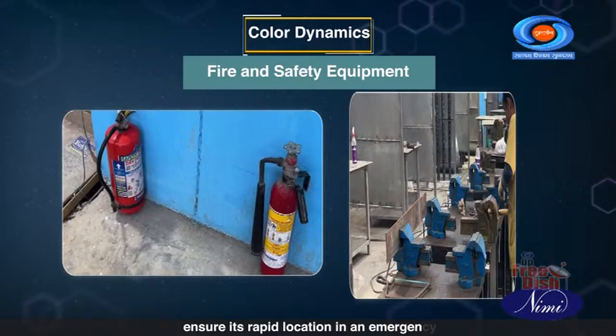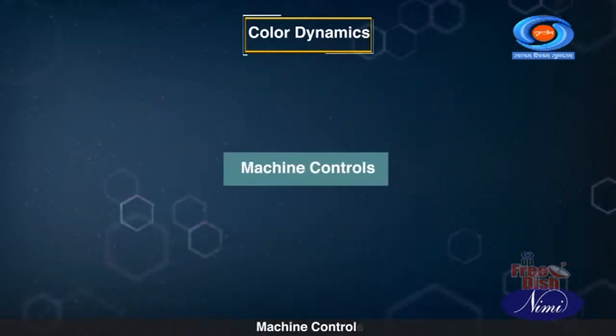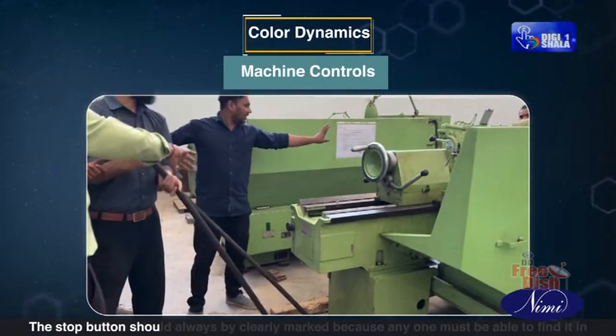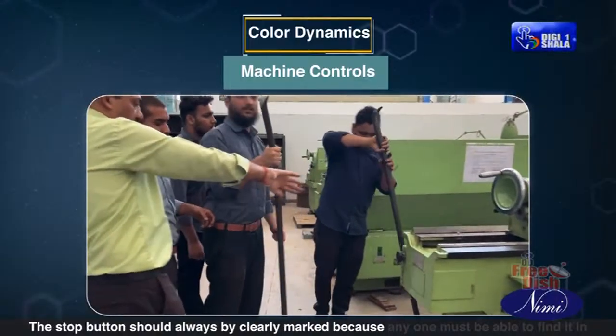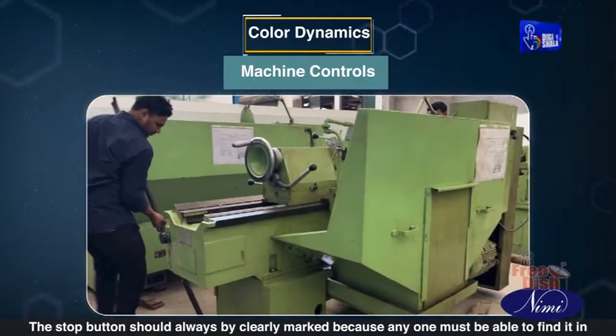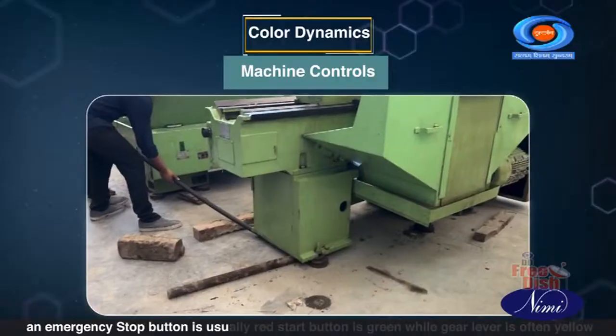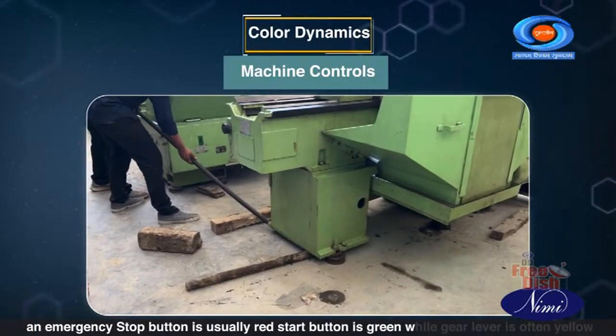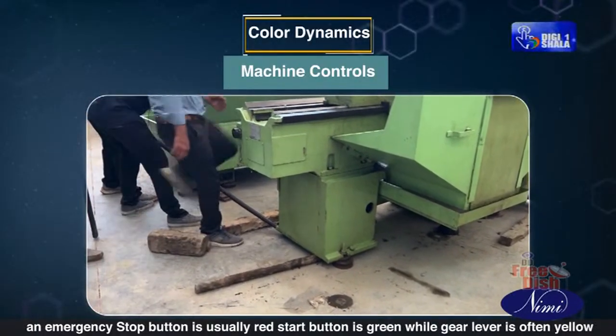emergency. Machine controls. The stop button should always be clearly marked, because anyone must be able to find it in an emergency. Stop button is usually red, start button is green, while gear lever is often yellow.